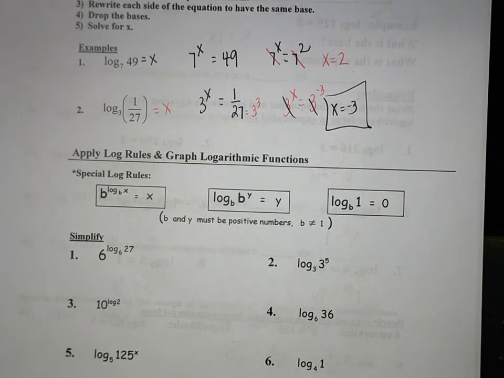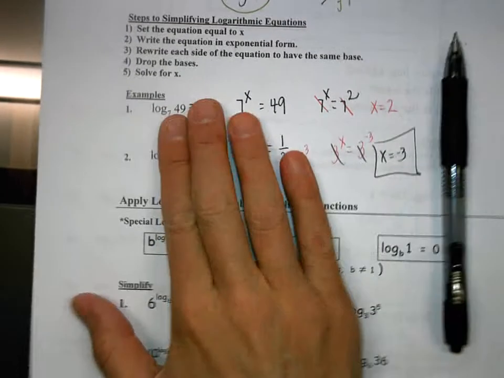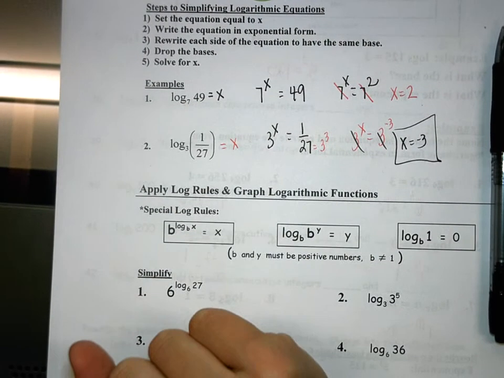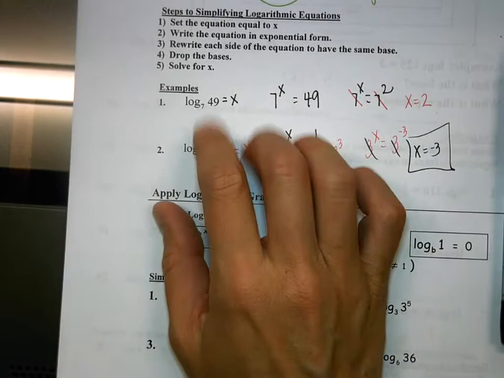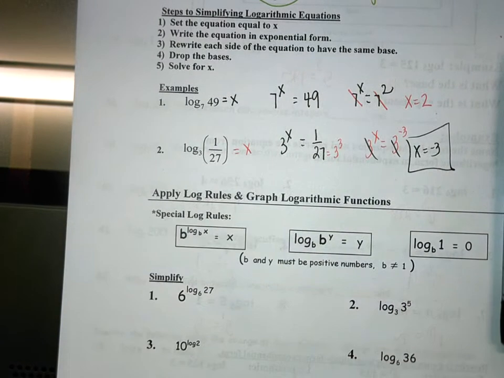Yes? So how do you, like on number 1, how do you get 7 to the x equals? Whenever they're wanting you to find the answer for a log equation, you can always just put it equals x, because that's what I'm solving for. I'm trying to find the answer to this. And then change it to exponential form, get like bases, and solve.